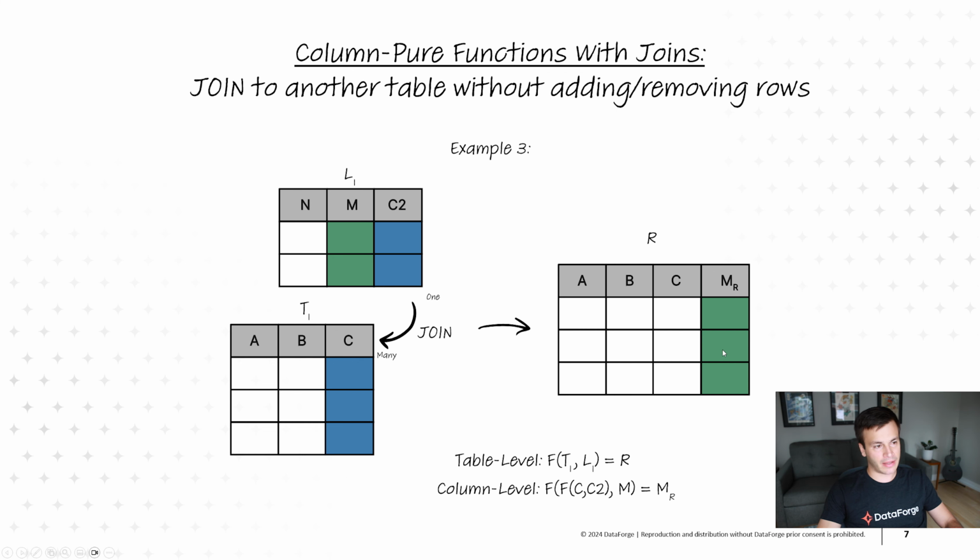This is a valid column pure function because we have now added a new column to the existing table utilizing an upstream function. And we did that without changing the number of rows. Therefore, we fit within the framework and we can do these types of calculations and solutions without any issue.